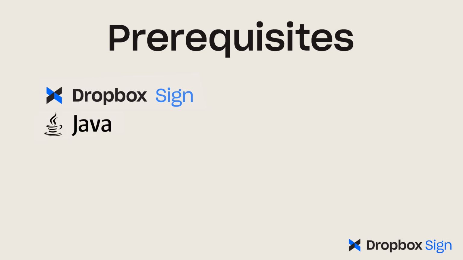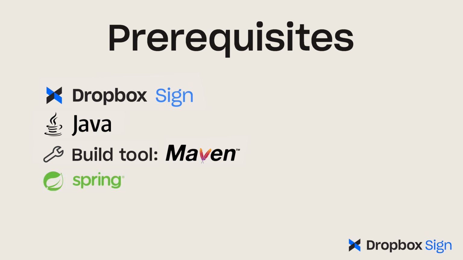You'll also need Java. Version 8 or above is recommended. This tutorial uses Java 17. Please note that some versions may need additional JAXB API dependencies. You'll also need a build tool like Maven or Gradle. This tutorial uses Maven. And you'll need Spring Boot, a microservice-based web framework.